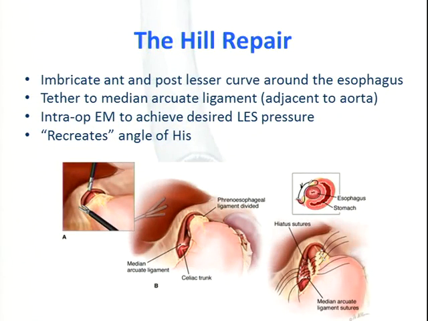Show of hands of how many people have done this surgery. One guy in the back. So, I think some of these are more of historical procedures, right?